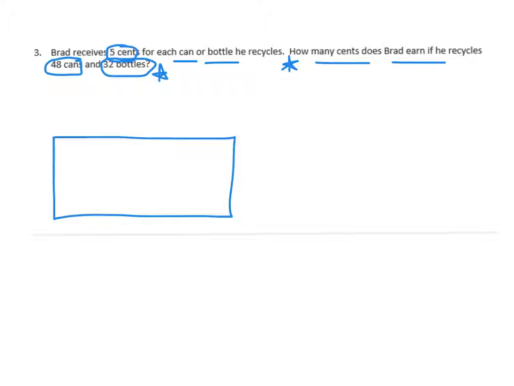So the first part tells me that Brad receives 5 cents for each can or bottle he recycles. Okay, but I'm not really sure how many cans or bottles he's recycling. Let's continue to read. It says, how many cents does Brad earn if he recycles 48 cans and 32 bottles? Aha! So I'm going to split my tape diagram into 2 because he's recycling some cans and he's recycling some bottles.